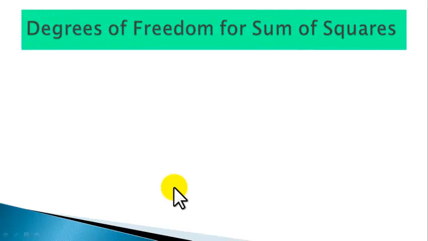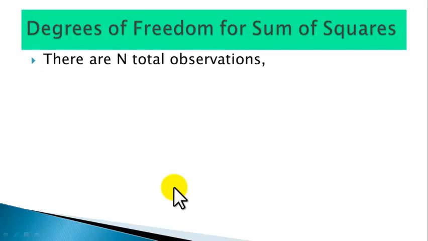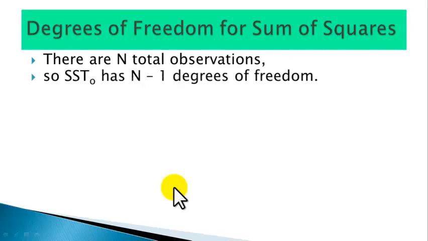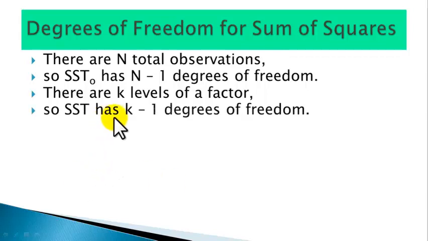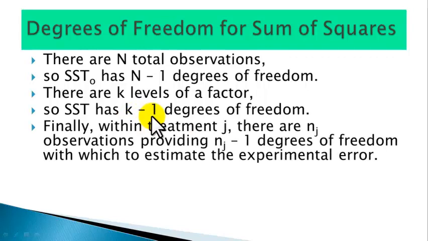Degrees of freedom for sum of squares. There are capital N total observations, so the sum of squares for total has N minus 1 degrees of freedom. There are k levels of a factor, so the sum of squares of treatment has k minus 1 degrees of freedom. Finally, within treatment j, there are nj observations, providing nj minus 1 degrees of freedom with which to estimate the experimental error.